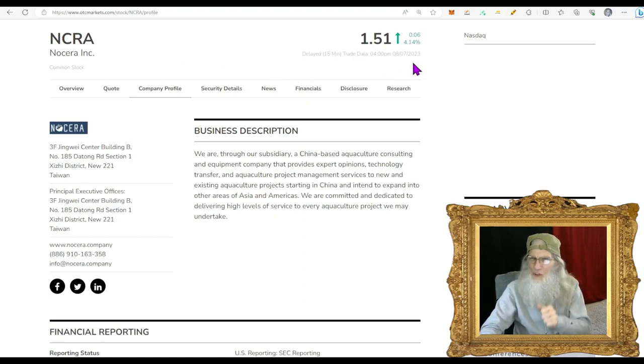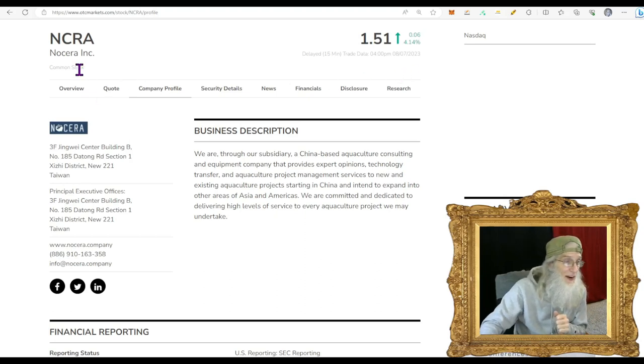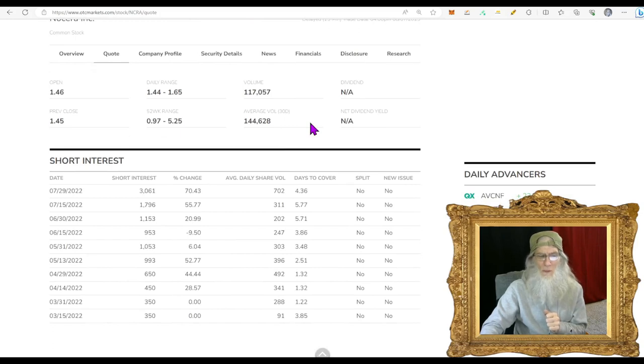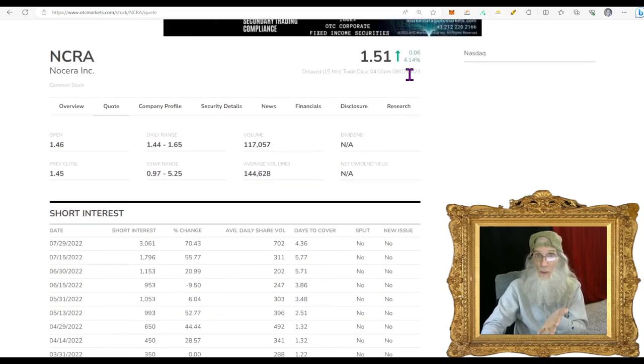Now, I've already told you what the company does, so let's take a look at the relative volume. Oh, she dropped a little bit today. Not that she's been doing a lot. She's been at 144,000 shares roughly for the last 30 days. Today she dropped to 117,000 shares, but still put gains on the table.